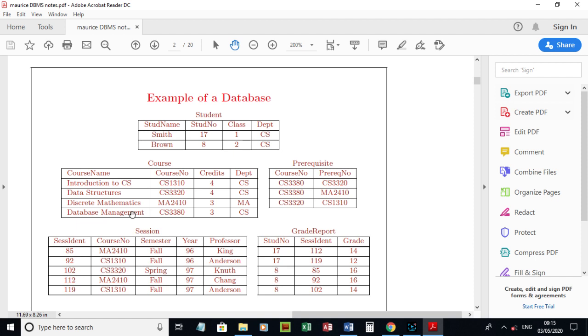Metadata, data of data. Okay? Data of what? Data. Alright. So we have also prerequisites. For prerequisite, we have the course number and this.